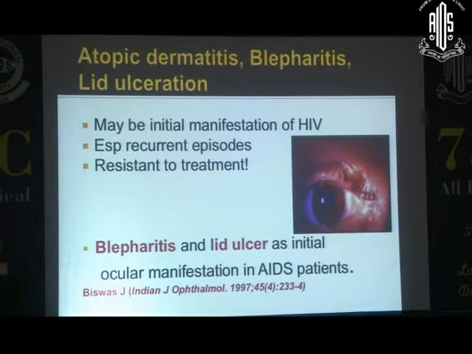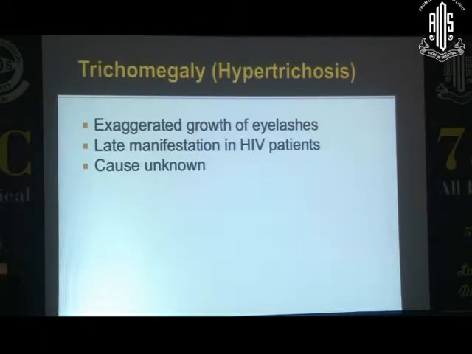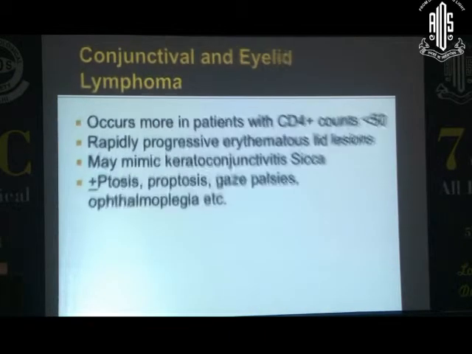The patients may develop atopic dermatitis, a very recalcitrant blepharitis, lid ulceration, which has been reported as a presenting feature of HIV. However, it's not so common. But yes, any patient who comes with recurrent episodes and resistant to treatment of blepharitis, maybe we should get an HIV test done if it's in the high risk group. Trichomegaly or hypertrichosis, this is an exaggerated growth of eyelashes. Nobody knows why it happens, but this is a late manifestation in HIV patients. Very thick eyelashes are seen in these patients.